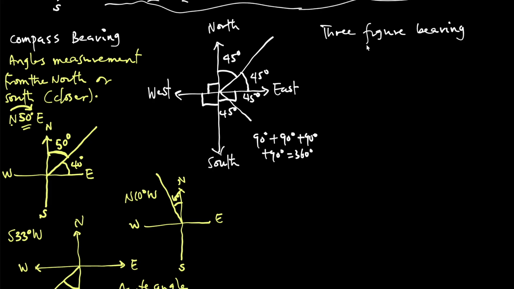So for 3-figure bearing, even if you want to write a 2-digit number or a single-digit number, for instance, you have 1 degree. 1 degree in 3-figure bearing is 001 degrees. 10 degrees is going to be 010 degrees. So it has to be like this for us to know that you're actually talking about a number in 3-figure bearing. Now that being said, I said earlier on that 3-figure bearing has to do with readings being made from the north.